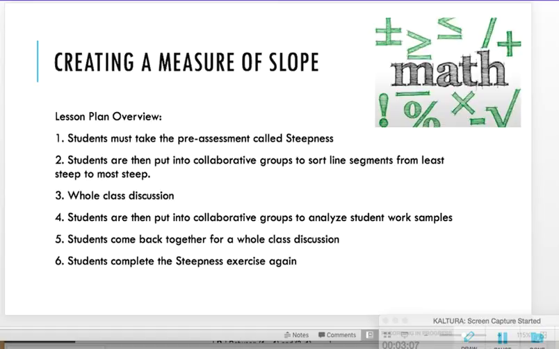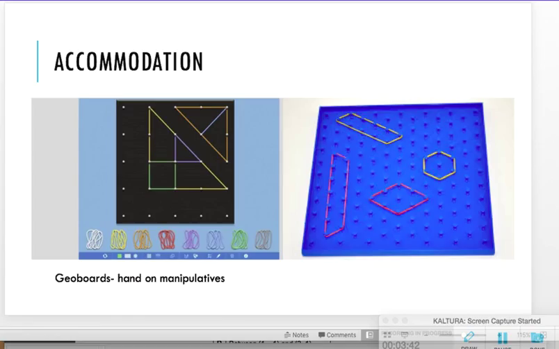Once they came back together as a whole class after they had time to talk in individual groups, we have a whole class discussion about slope, and the teacher again asks questions to guide their thinking and deepen their understanding to come up with a formal definition of what slope is. After that whole class discussion, the students are given the steepness assessment that I showed you at the beginning of the video and take it again in order to see their growth from the beginning of the lesson to now, at the end of the lesson.